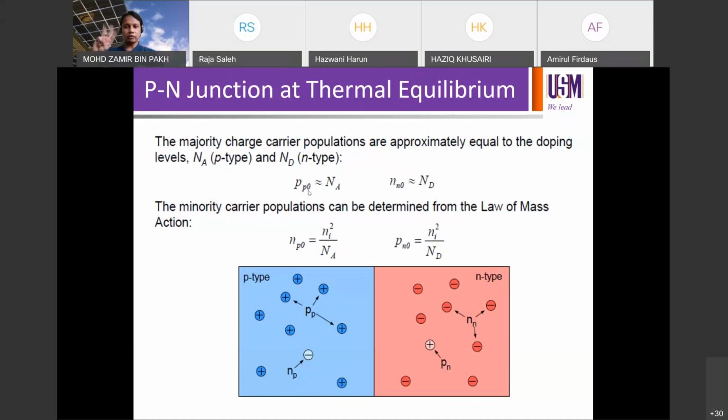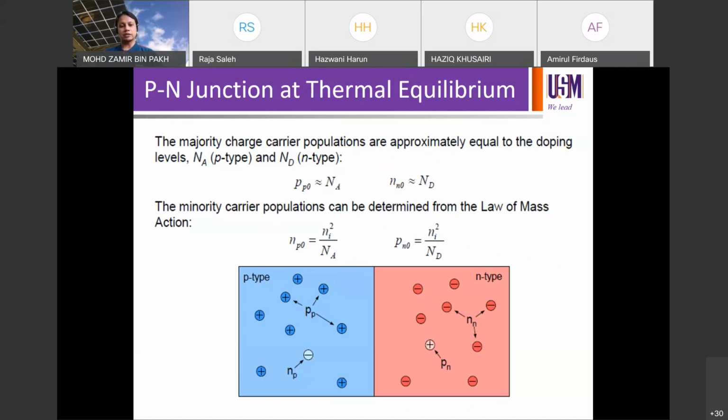So three facts, right? The density of holes in p-type material at thermal equilibrium equals Na, and the same thing goes for n-type. N equals Nn naught, the density of electrons in n-type material at thermal equilibrium, is given by Nd, your doping level.